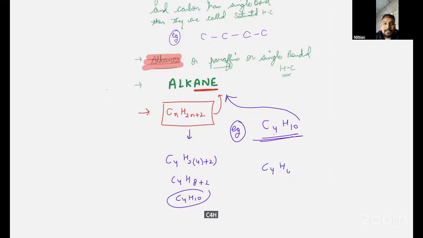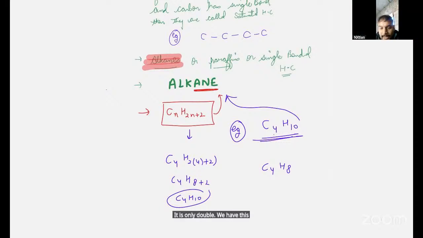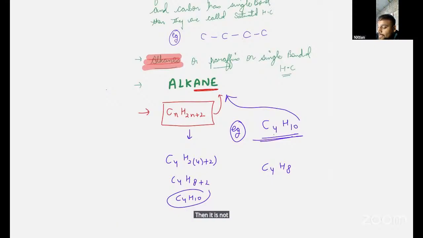If I write C4H8, is it in the form of double plus 2? We have this formula, I will teach you, no problem with that. First, listen to this. If only double is there, C4H8, then it is not an alkane. Hence it is not an alkane. Double plus 2 should be there.